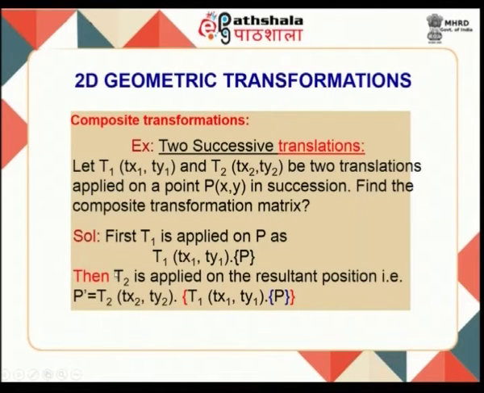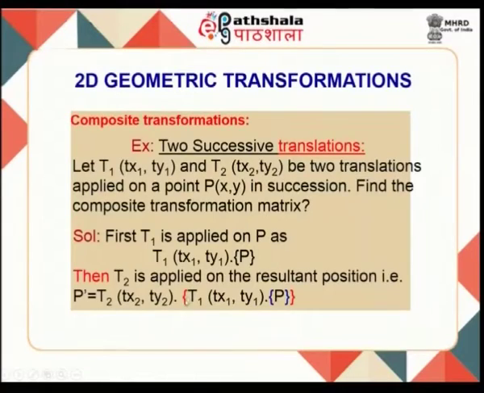Now we have to apply T2 again on the result. See the curly braces here in the second step: P dashed, the final coordinates, is equal to T2, Tx2, Ty2 multiplied with T1, Tx1, Ty1 multiplied with P. Please focus on the red curly braces. They indicate that first T1 is applied on P, and on the result, which is a 3 by 1 matrix, we apply T2, and the final result is stored in P dashed.